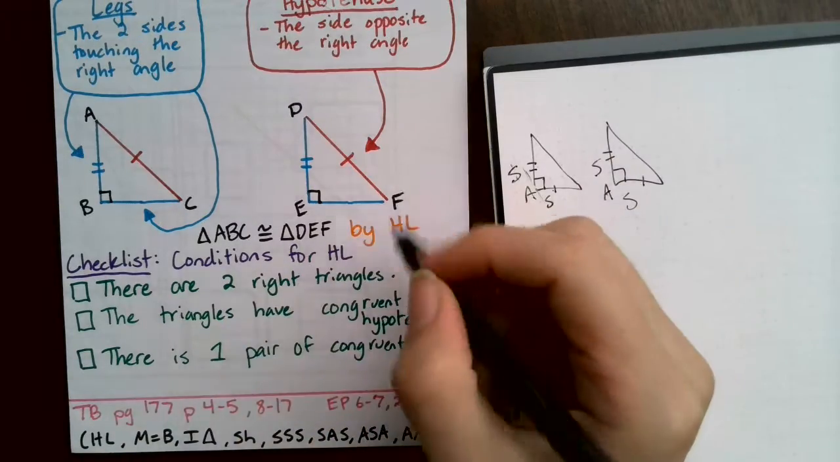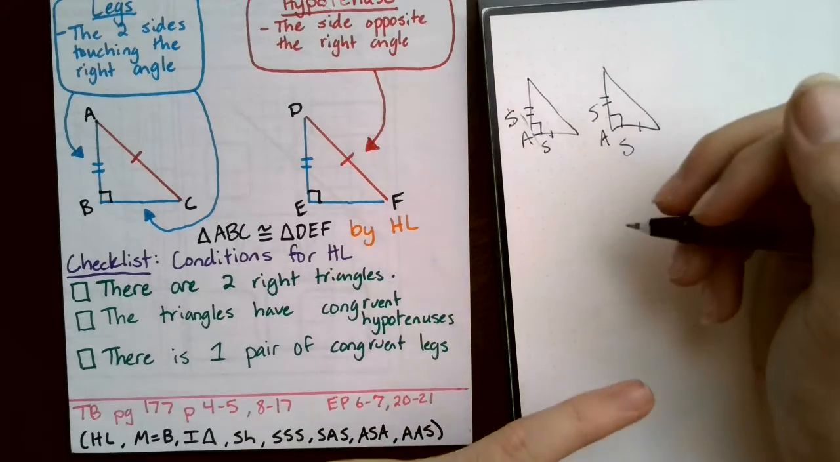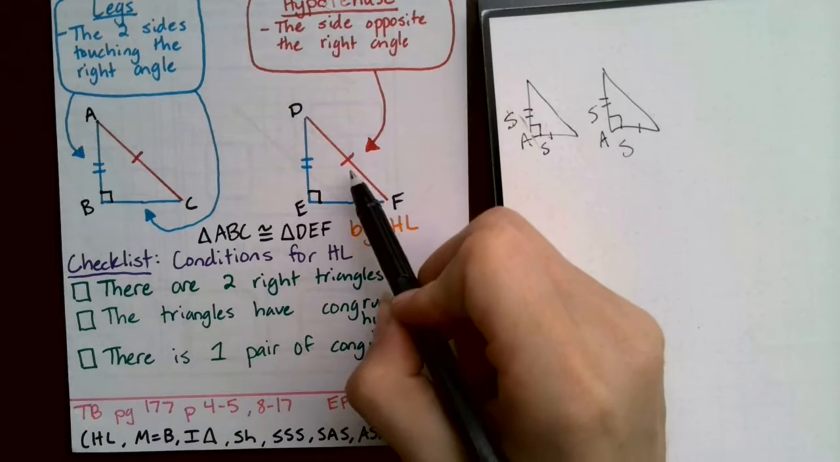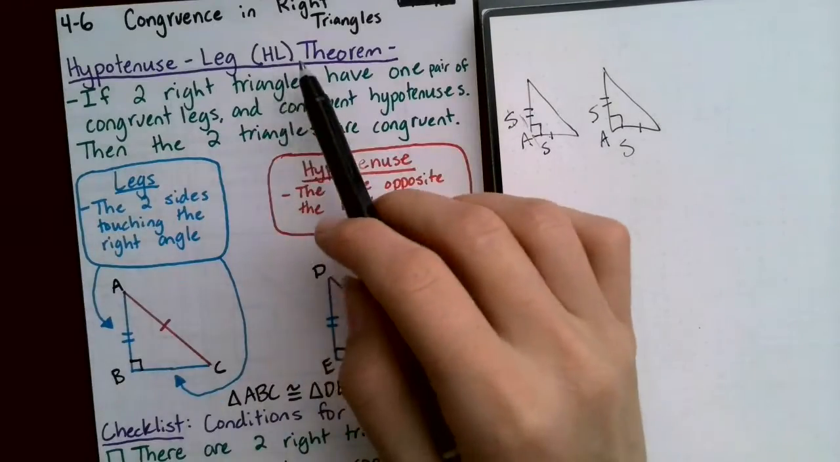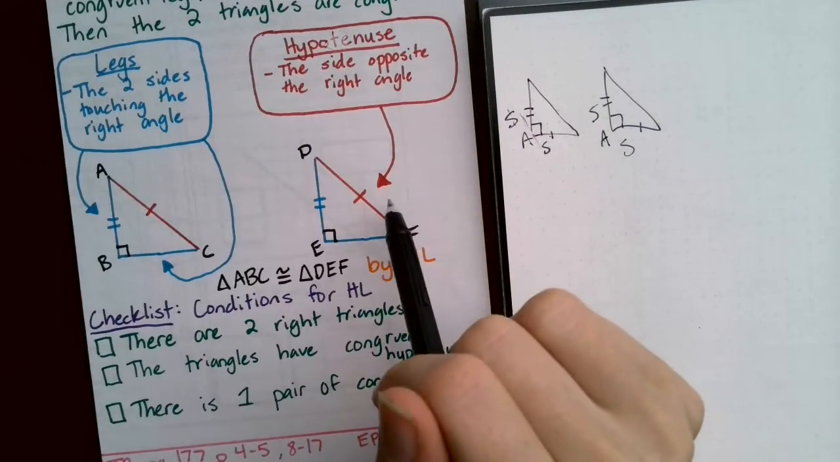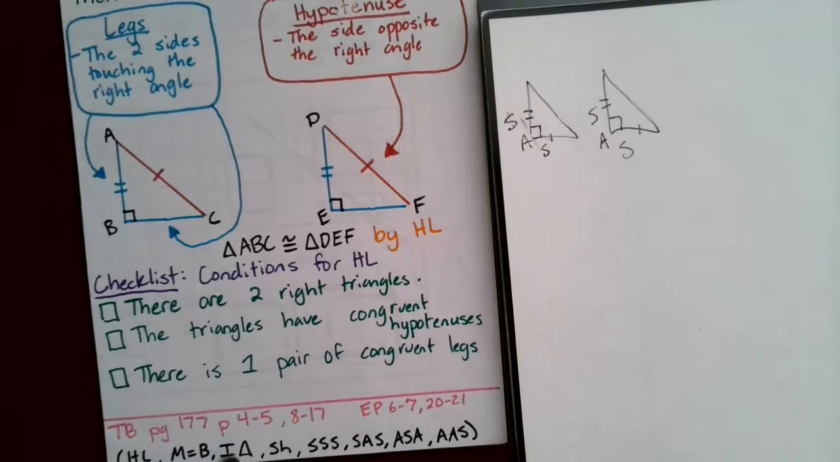So HL is just another way to prove right triangles congruent. It doesn't prove all triangles congruent because not all triangles have hypotenuses. Only right triangles do. So it's called hypotenuse leg because it has to have a hypotenuse, which means it has to be a right triangle. So please keep that in mind.